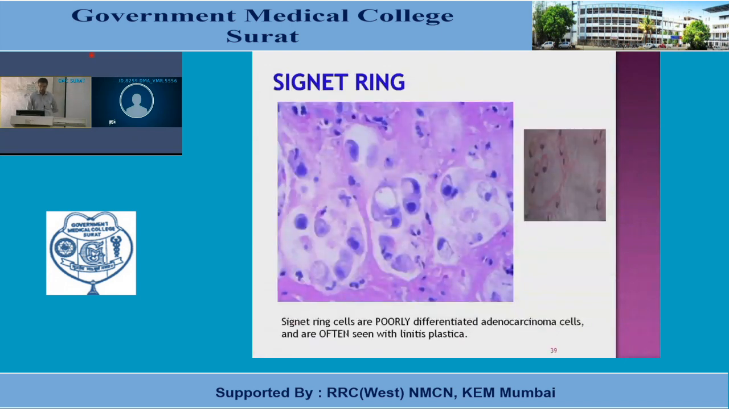Signet ring cells are poorly differentiated adenocarcinoma and are often seen with linitis plastica. Okay, so these all are signet ring cells, where there is a pool of mucin in the cells and a peripherally placed nucleus.